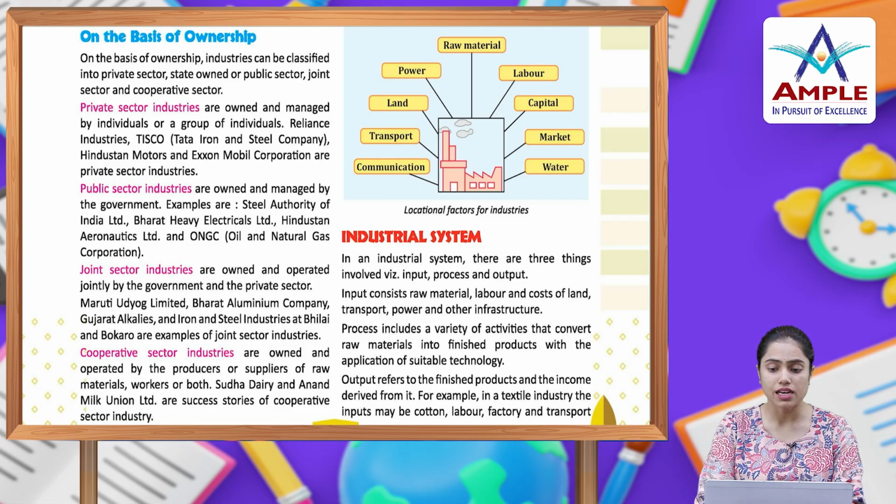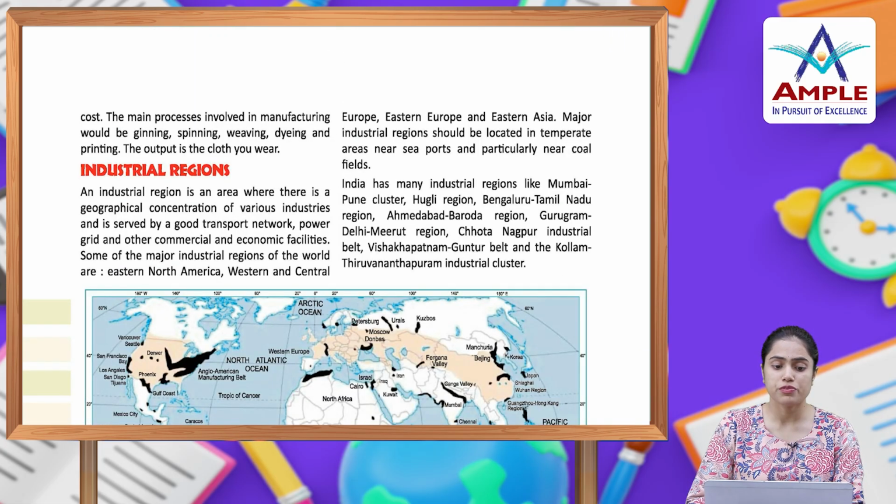For example, in a textile industry, the input may be cotton, labor, factory and transport cost. The main process involved in manufacturing would be ginning, spinning, weaving, dyeing and printing. The output is the cloth you wear.